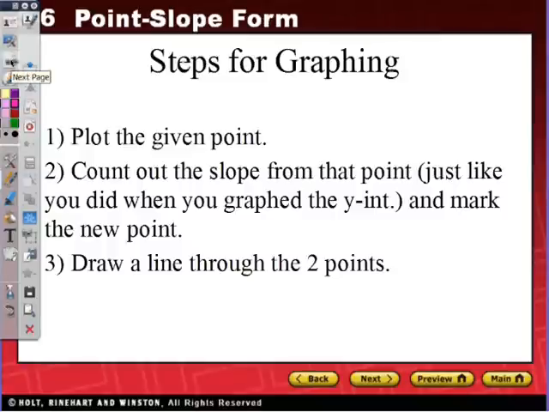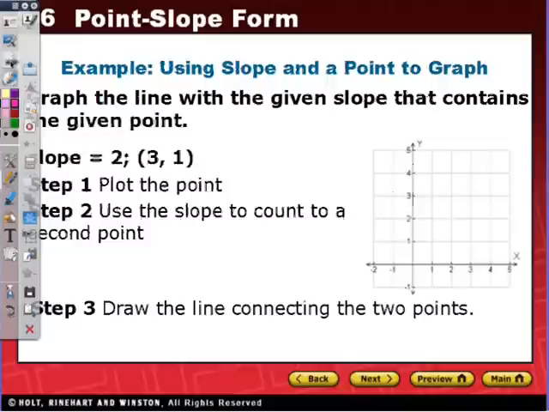I don't think you necessarily need to write the steps down unless it feels like it's going to be confusing to you. And if so, you can come back and jot them down on your graph paper next to your graph. So you're going to plot the given point. You're going to count out the slope from that point, just like you did when you graphed the y-intercept, and mark that new point. And then you draw a line through your 2 points. So the only thing that's different is that the point isn't on the y-intercept.